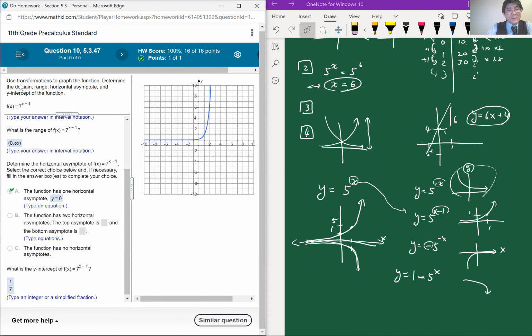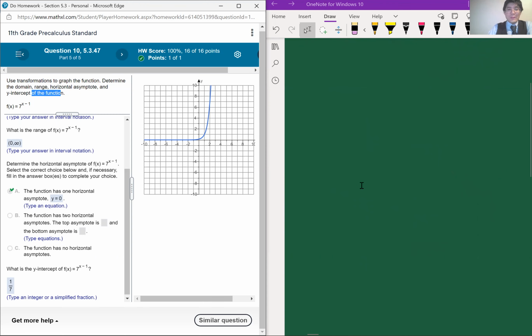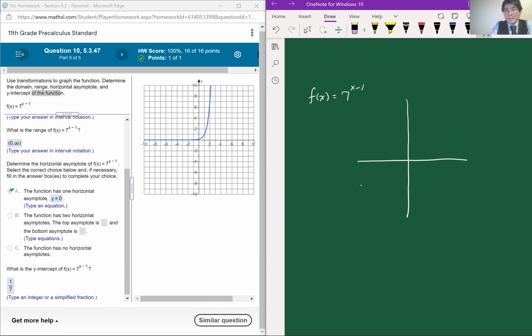Okay, use the transformations to graph the function, and determine the domain, range, horizontal asymptote, and y-intercept of the function y is equal to 7 to the power of x minus 1. Okay, so let's graph y is equal to 7 to the power of x minus 1. This is an exponential function with base greater than 1, so the basic idea looks like this.